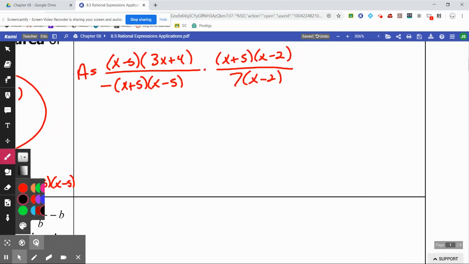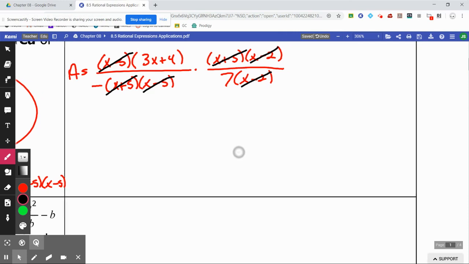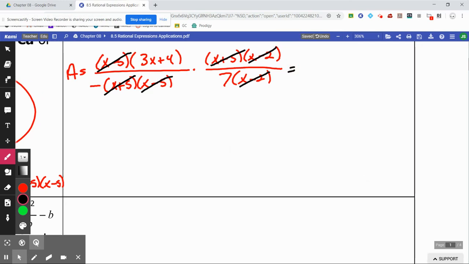Cross cancel anything that will. Monomials, nothing cross cancels. Now let's go to the binomials. X plus 5s are gone. X minus 2s reduce. X minus 5s also reduce. And I believe that's it. And it leaves you with just the 3x plus 4 on top and a negative and a 7 on bottom.